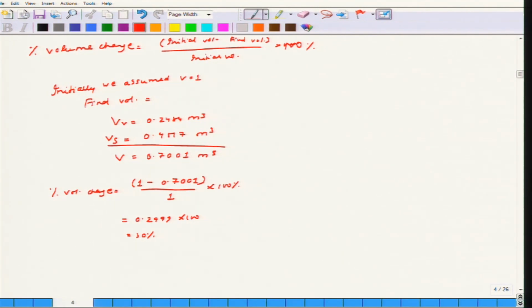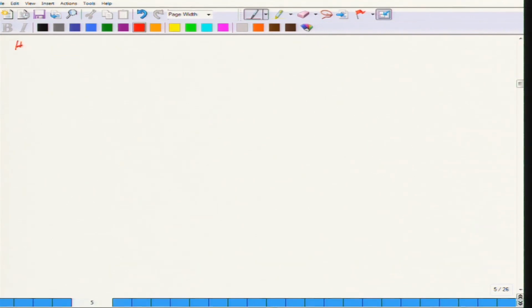Now in the next question it is asked how much of this volume change is due to outward flow of water from the sample.